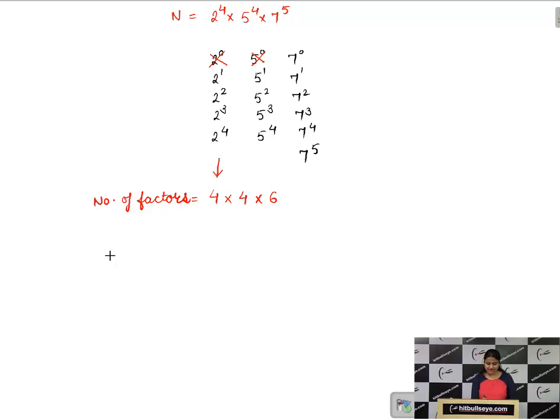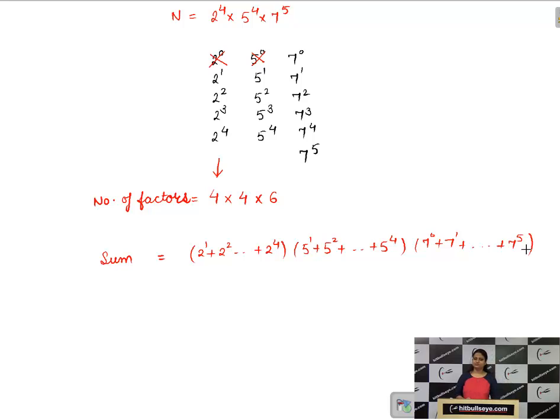Now what will be the sum of all such factors? It will be again the same logic. 2 raised to power 1, 2 square, so on up to 2 raised to power 4, 5 raised to power 1, 5 square, so on up to 5 raised to power 4, 7 raised to power 0, 7 raised to power 1, so on up to 7 raised to power 5. Now you can apply GP's formula. I'm leaving this part, calculation part, for you.